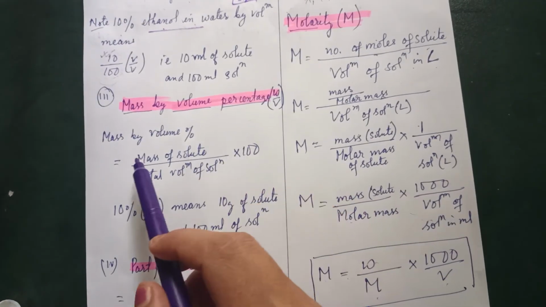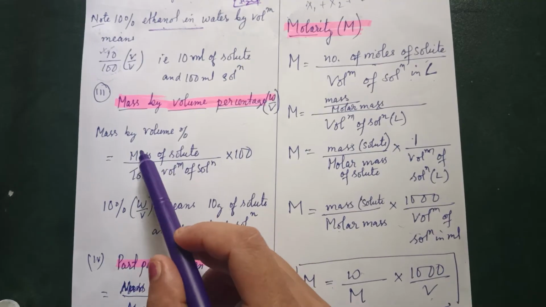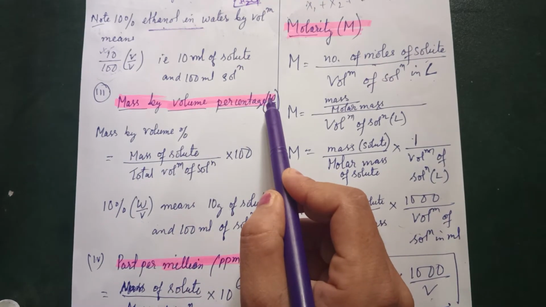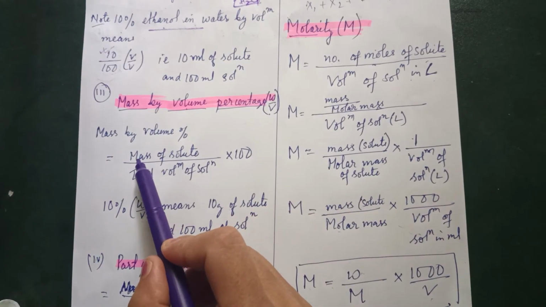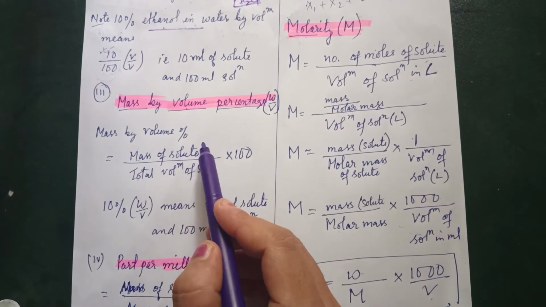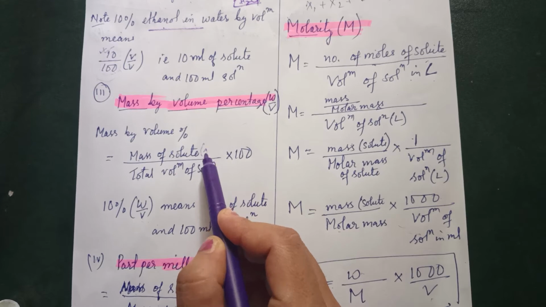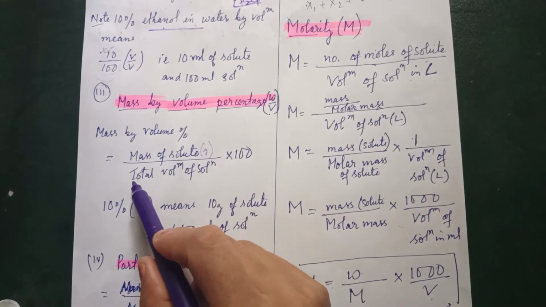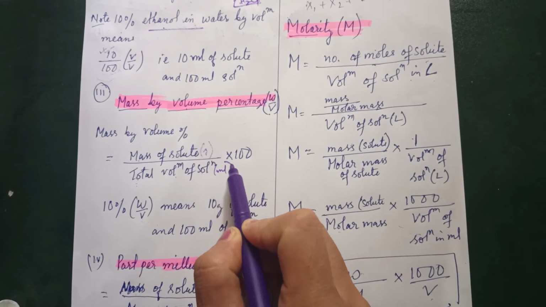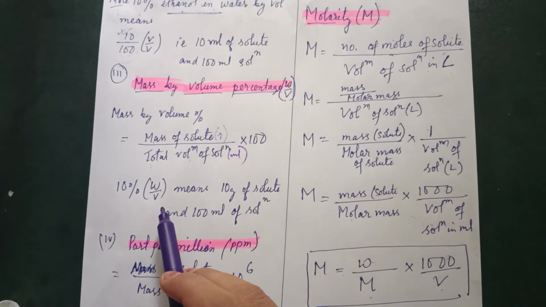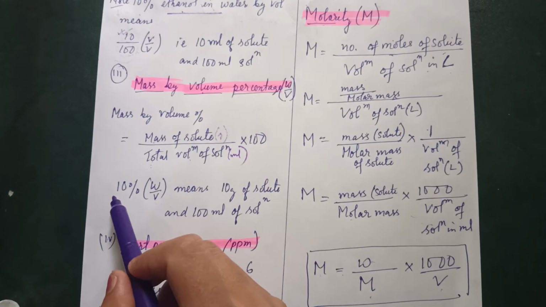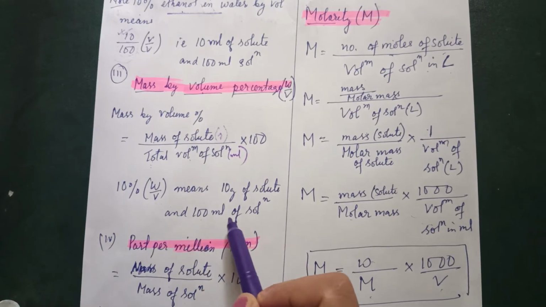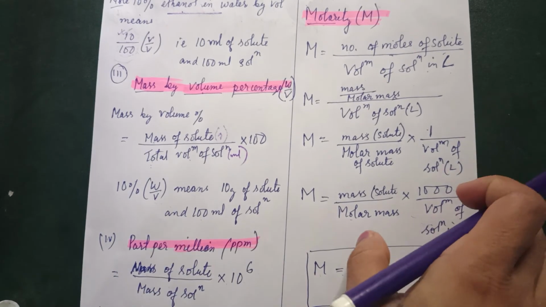Next we have mass to volume percentage. Mass means W, volume means V. Above will always be, the formula is, mass of the solute, and this will be in gram, and the total volume of the solution will be in ml. So 10% W by V means 10 gram of the solute will be dissolved in 100 ml of the solution. V, so it is volume.